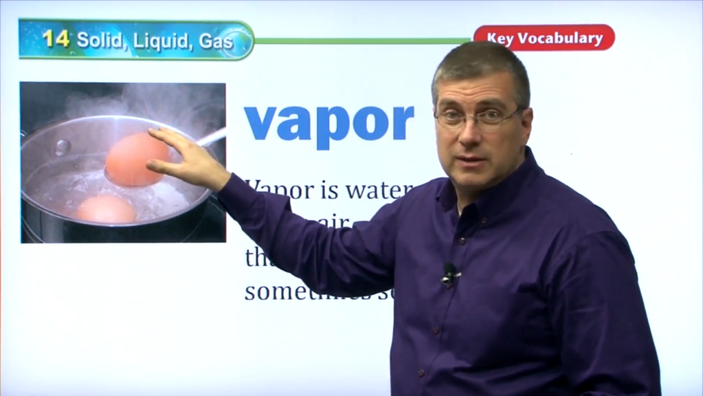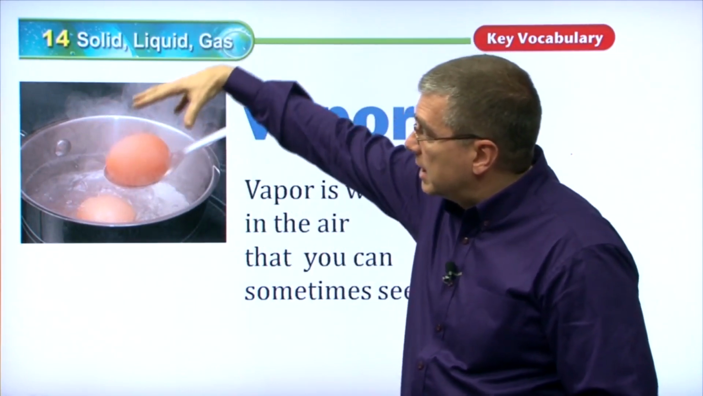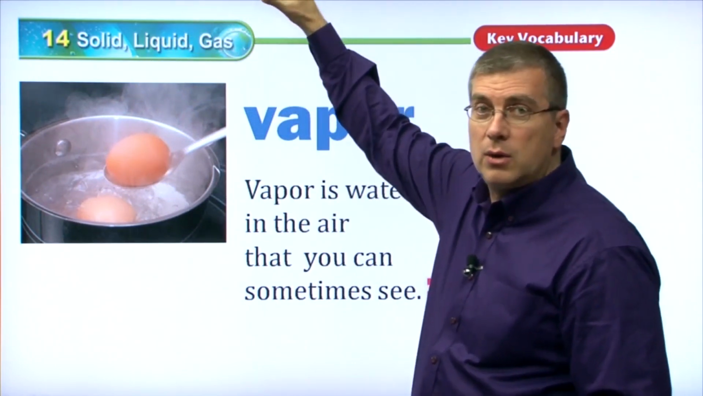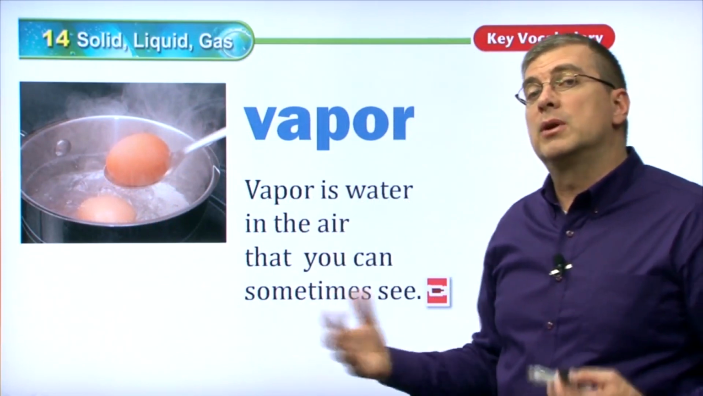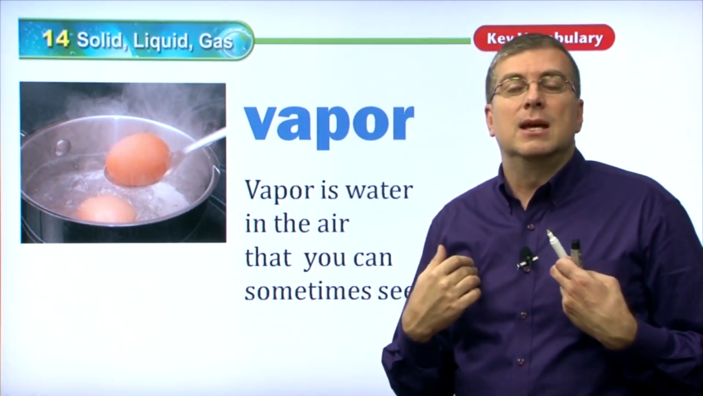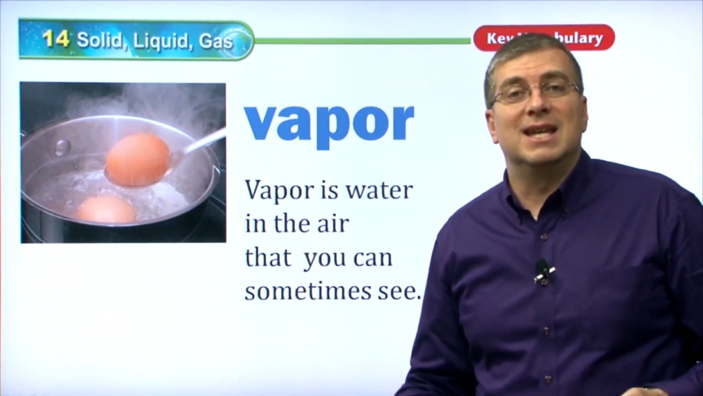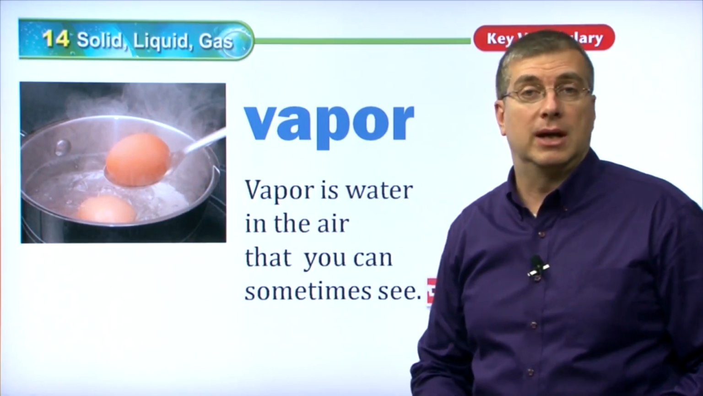We can still see it, right? But as you can see, gravity doesn't really affect it. The water vapor is coming up out of the surface of the liquid of the water. Also, vapor is what we feel in the summertime. When we feel hot and sticky, it's because there's humidity in the air, and that humidity is water in the air. That's water vapor as well.